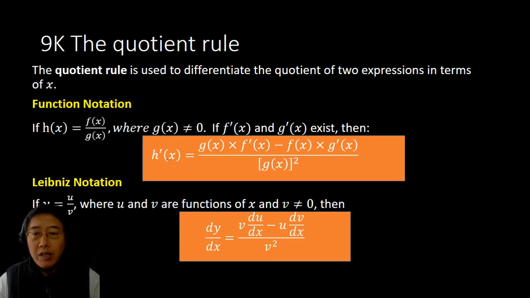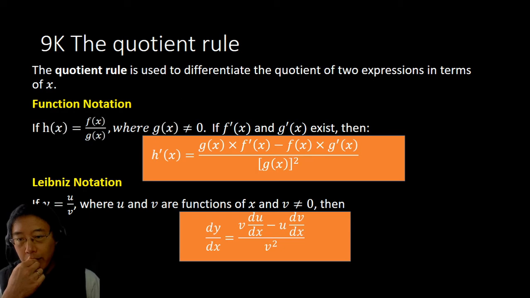The derivative of that quotient is going to be g of x times f prime of x minus f of x times g prime of x, over the denominator, which is g of x, so the denominator of the derivative is going to be the square of that. Okay, now with the Leibniz notation you get a similar expression as before. Now let's go back to what I used before.